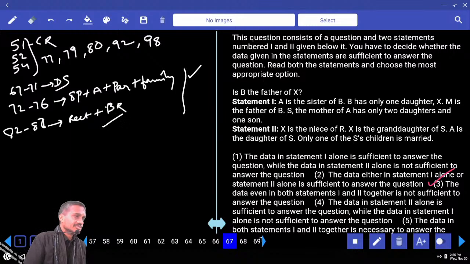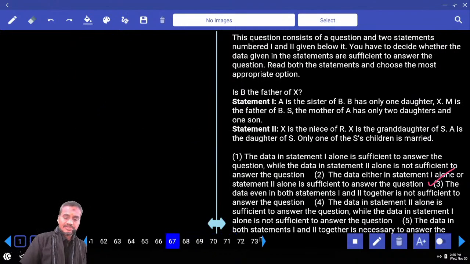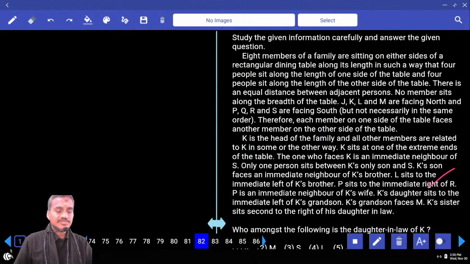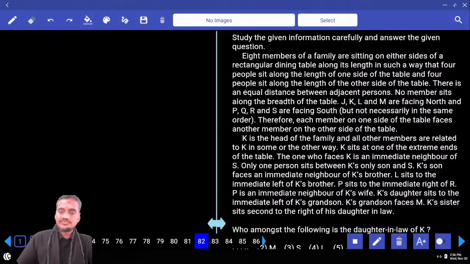82 to 87. Okay. Now in this coming question number 82, how many people are there? 8 members. Now these 8 members of a family are sitting together on either side of a rectangular table, along its length, in such a way that 4 people.